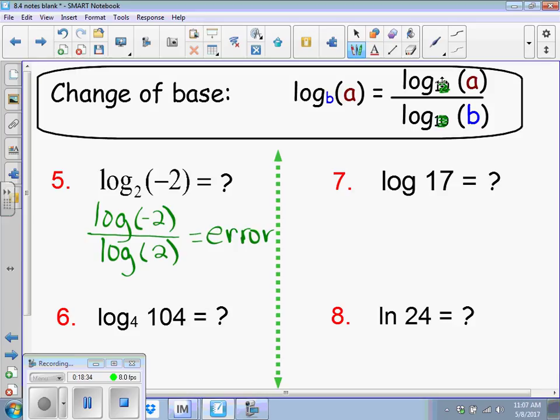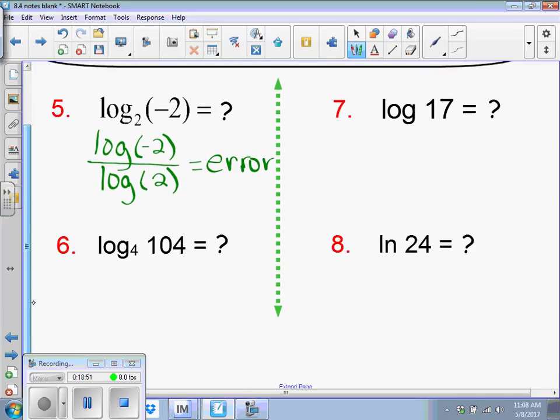If I took this and said, let's change it back to exponential form, it would be 2 to the question mark equals -2. And there's nothing that satisfies that. Okay? There's no power that can equal -2. Okay, let's look at number 6.